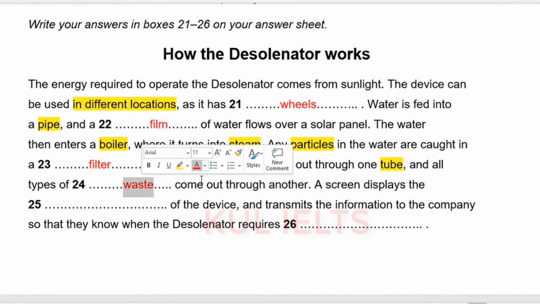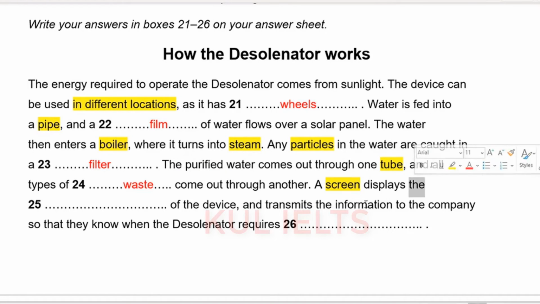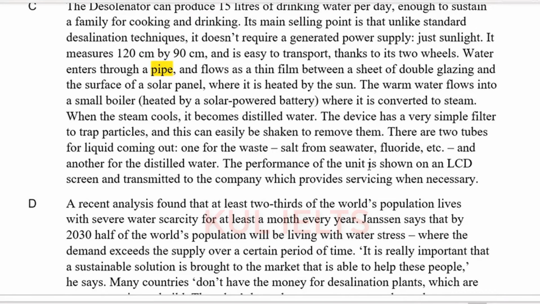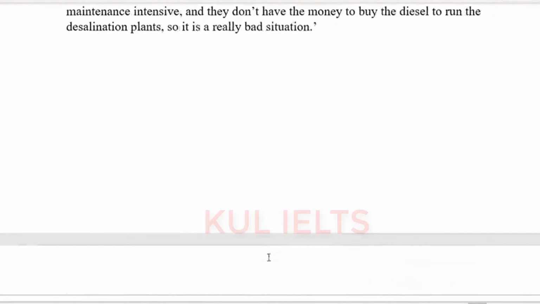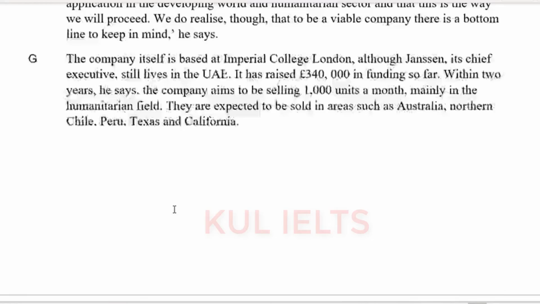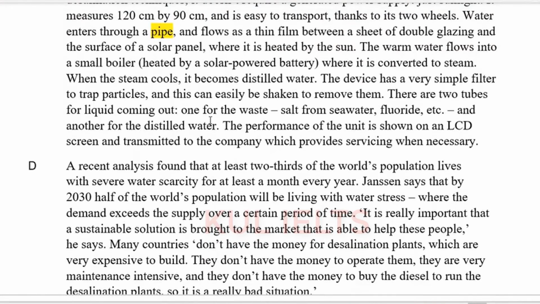Okay. A screen displays the something of the device. And now we've got the, so this can be noun, yes, but it can be single, it can be plural, it can be uncountable. A screen displays the something of the device. Let's find screen. The performance of the unit is shown on an LCD screen and transmitted to the company. So that transmitted to the company, that is going to be this next question over here.